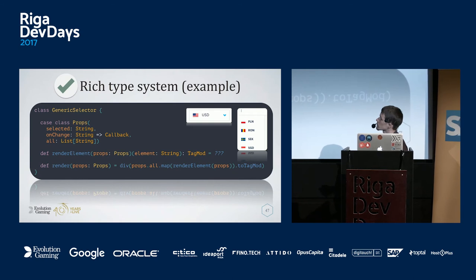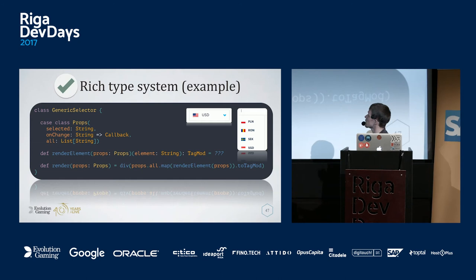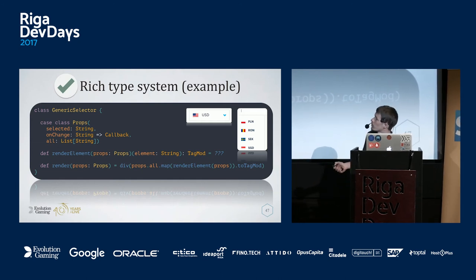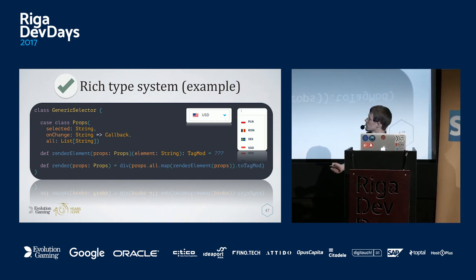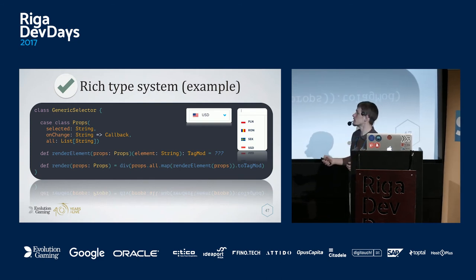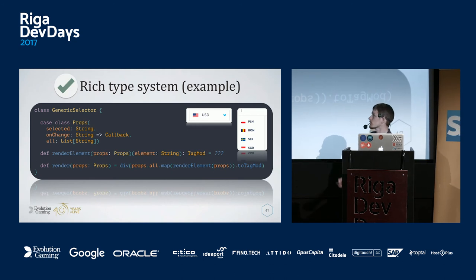And this is the function that renders a single element. The implementation is left blank here. It is not in the scope of the example. And in the render method, we just render all of them one by one in a div. But for a real selector, we'll have some more complex markup.